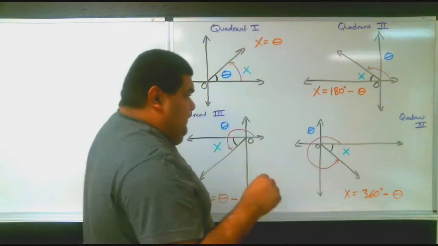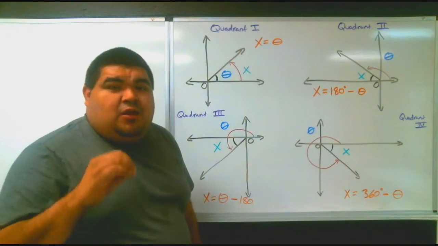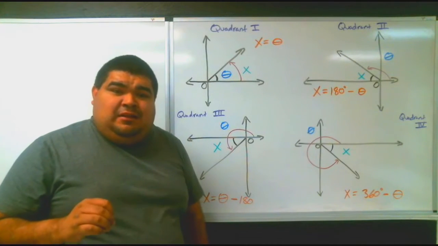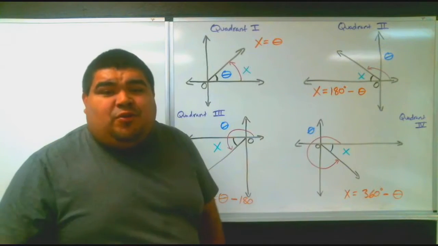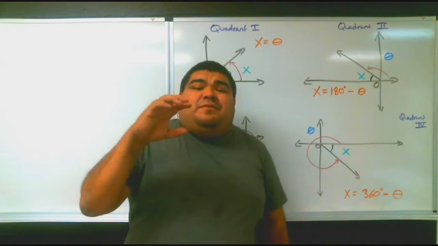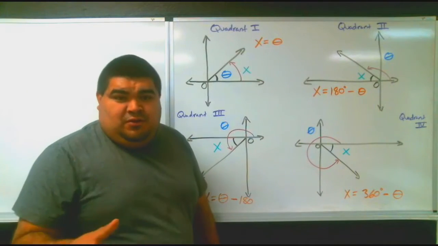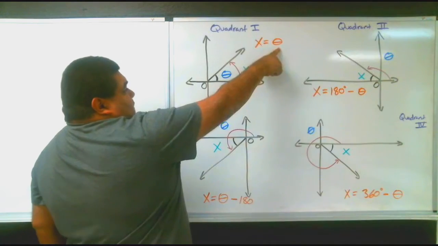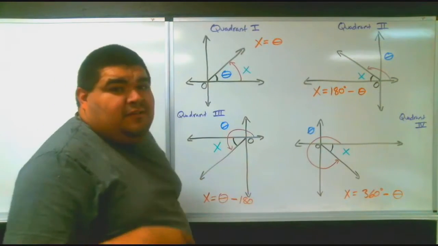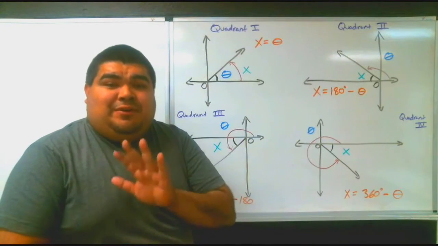When you're dealing with quadrant 1, whatever your angle is, that is what theta is. It never changes between 0 and 90. If you have a theta that is 40, then that's your answer, 40. So x equals theta. Whatever theta is, that is your answer in quadrant 1, between 0 and 90.